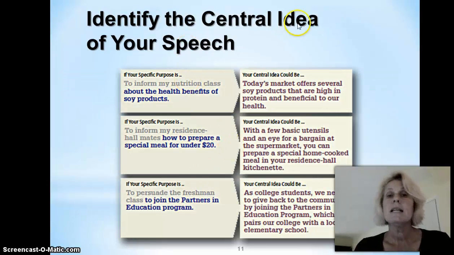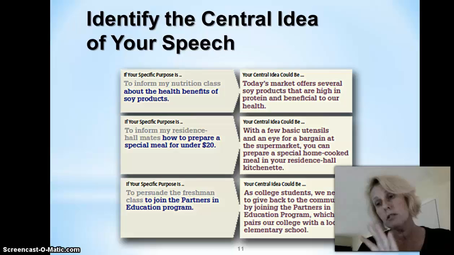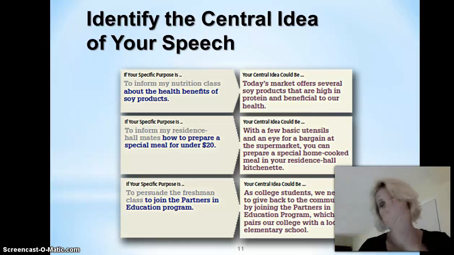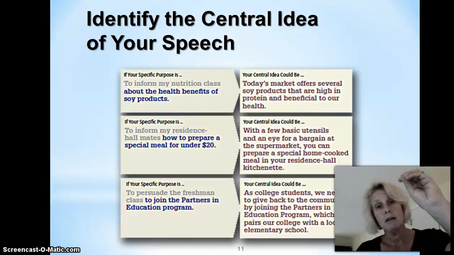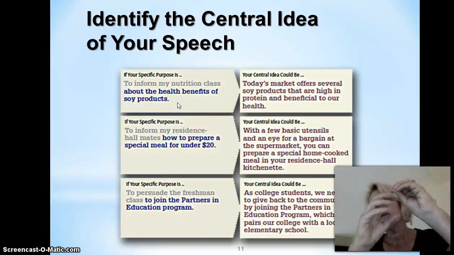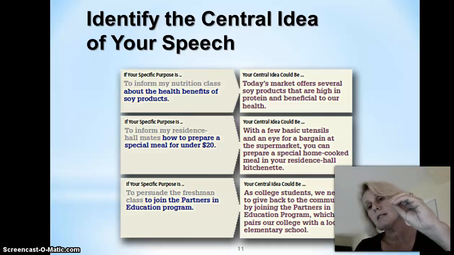Okay, identify the central idea in your speech. Okay, again, think about your central idea as your thesis as well. The terms are used interchangeably. Central idea or thesis. We have our topic, okay, the health benefits of soy products, and then what your central idea or thesis statement states is what you will be talking about in your speech, which will be your main points in the body of your outline.